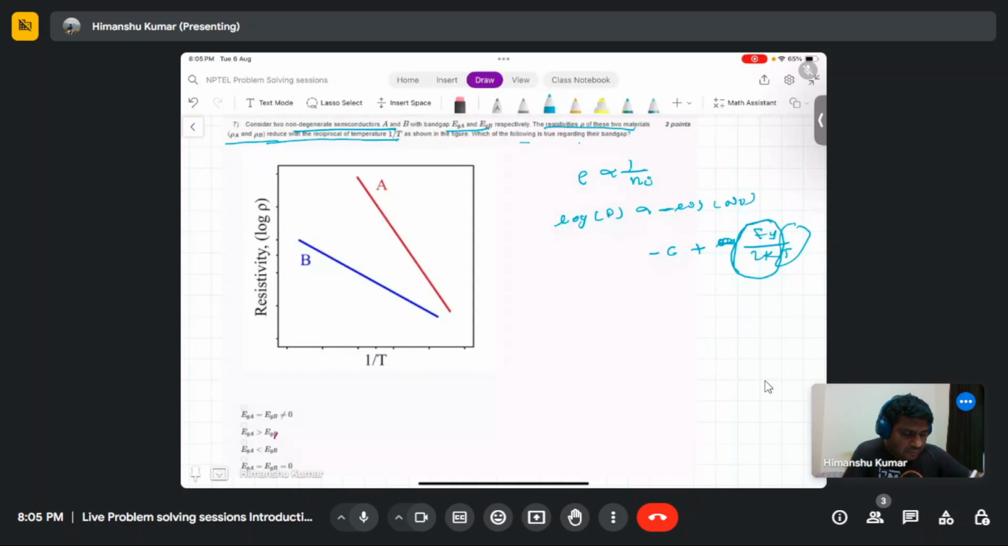So the band gap of A will be higher compared to the band gap of B. So Eg of A will be higher compared to Eg of B. So that is your answer. So the correct answer is B.